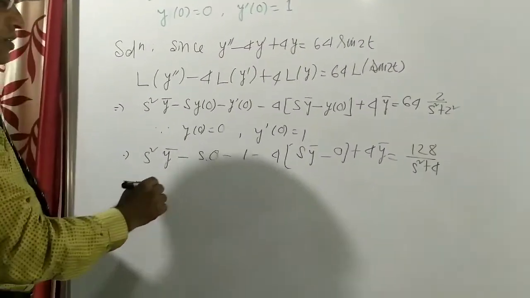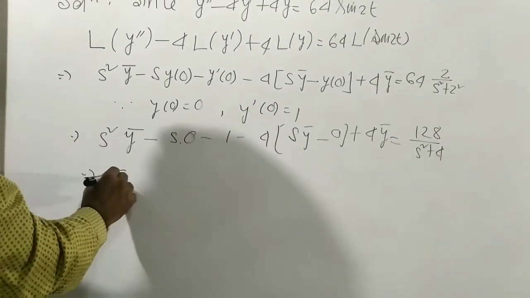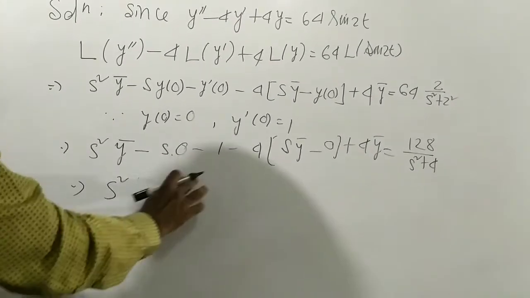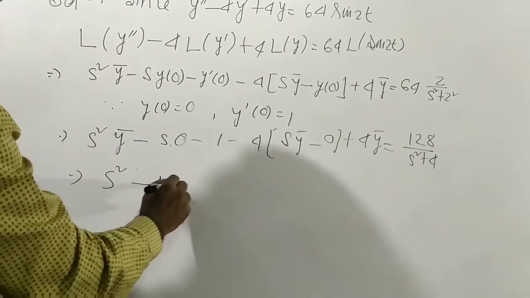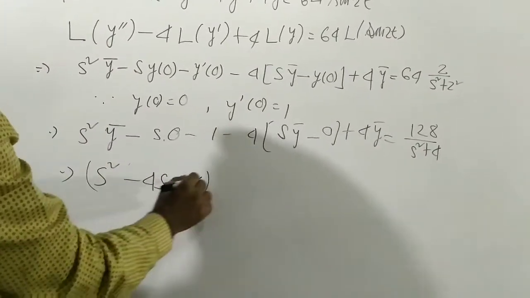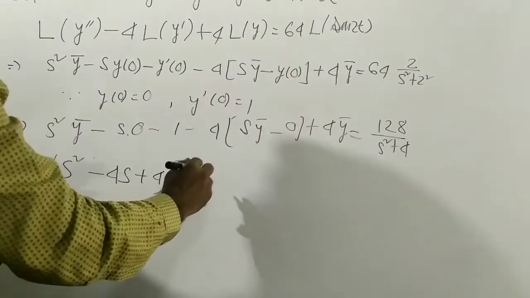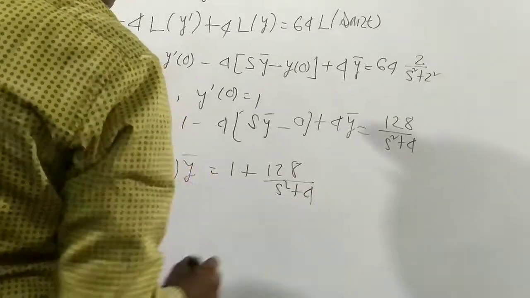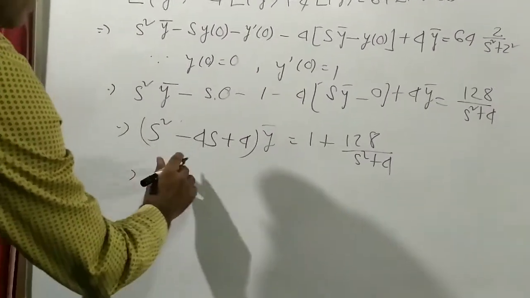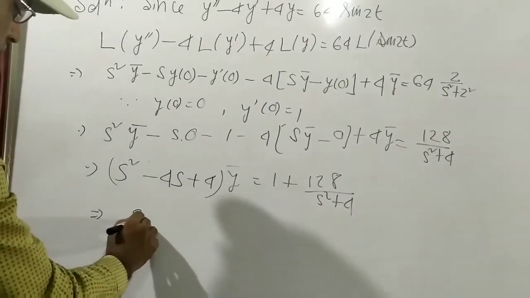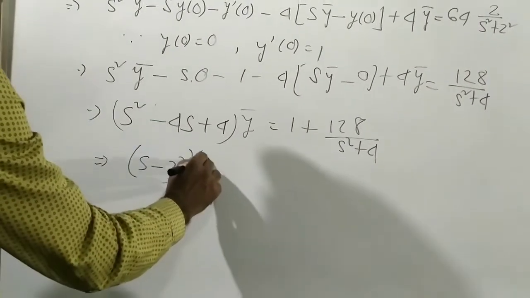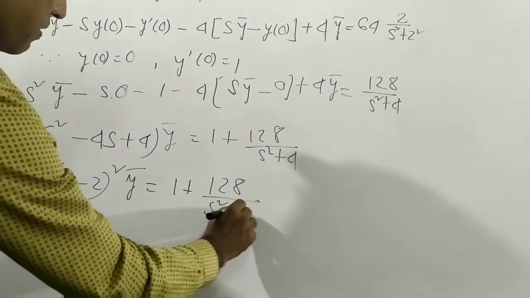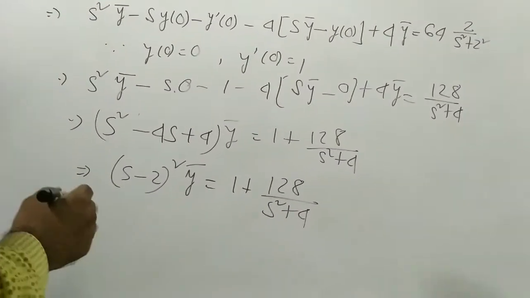Now taking y bar common, we get (s^2 - 4s + 4) y bar, and taking this one on the right hand side, 1 + 128 by s^2 + 4. This is nothing but our a minus b whole square. We can write (s - 2)^2 y bar = 1 + 128 by (s^2 + 4).